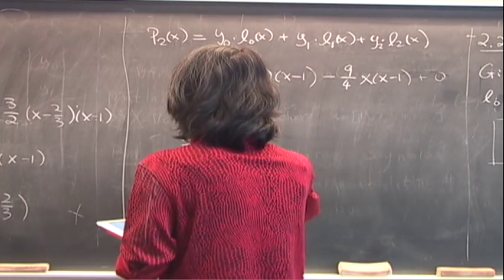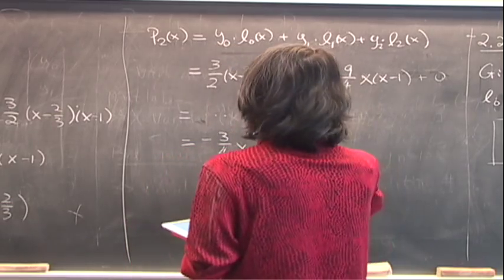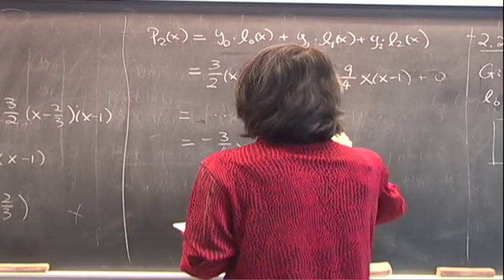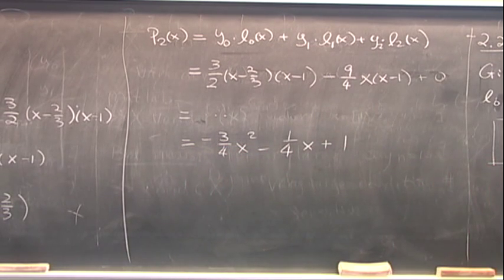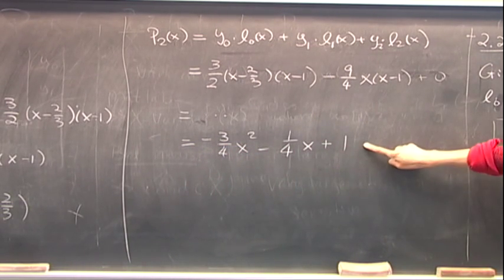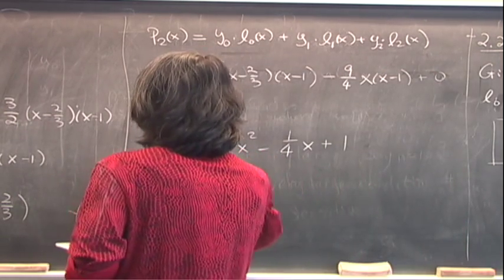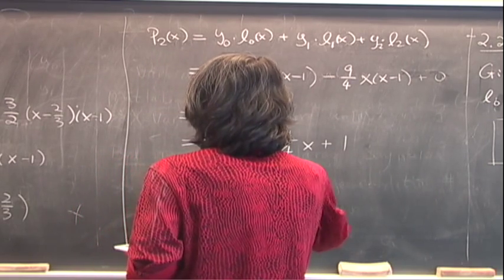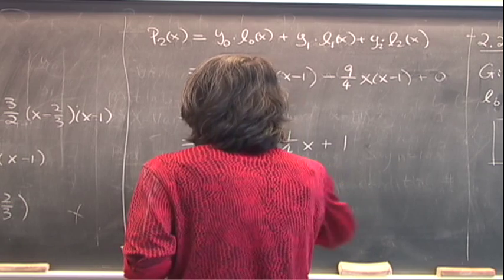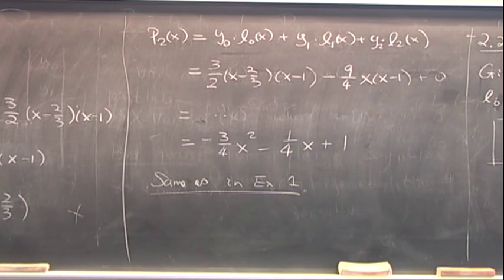Negative 3 over 4 x squared minus 1 over 4 x plus 1. That's what I get if I didn't mess up. Is it the same as what we got last time? Yeah, it's the same, isn't it? Same as in example 1. So with two different methods, we actually found the same polynomial. So you shall be thinking, does it always exist just one and only solution? Is the solution unique? Okay, we'll come back to that.